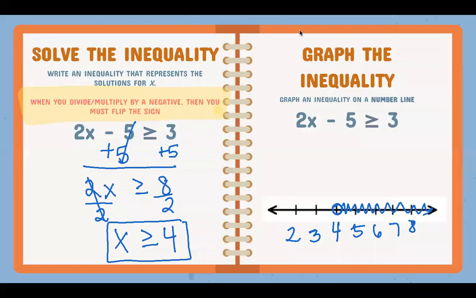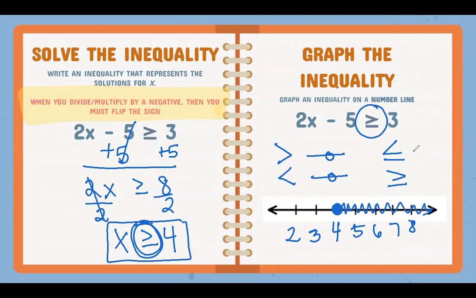Now, another important piece of information that we need to take care of is the fact that it's greater than or equal to. Sorry, go down here. Greater than or equal to, which means this needs to be a closed circle. So as a reminder, if you have something that is greater than or less than, you're going to have an open circle. But if you have a less than or equal to or greater than or equal to, your point is going to be shaded in.